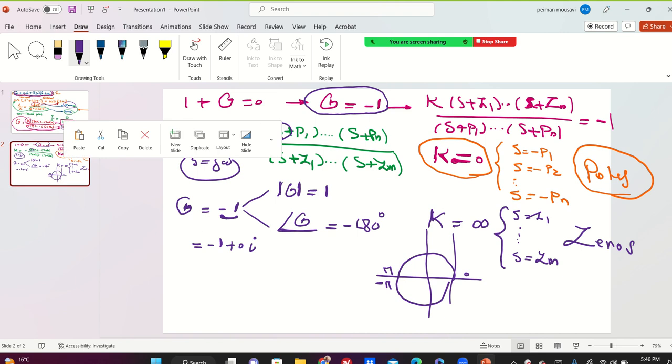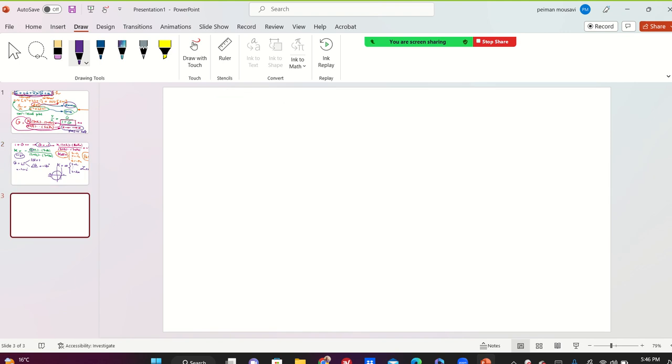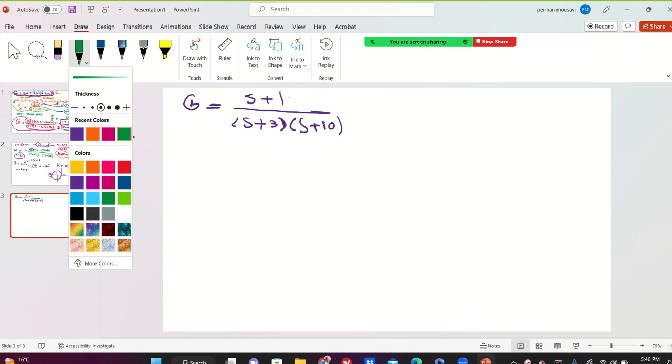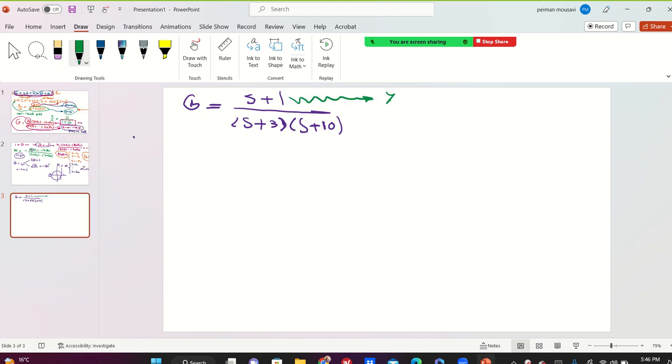Let me go with an example and I'll teach you, and then I'm going to go to MATLAB. Suppose that the G of a system is (s plus 1) over (s plus 3)(s plus 10). Okay, what are you going to do if you want to plot the root locus? First, you have to find the zeros of the system. The zero of the system is minus one. What are the poles of the system? You have two poles. P1 is minus three, and P2 is minus 10.